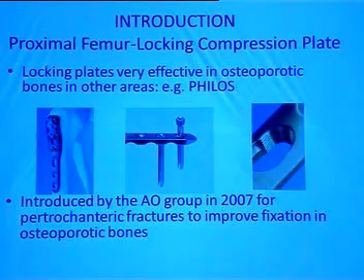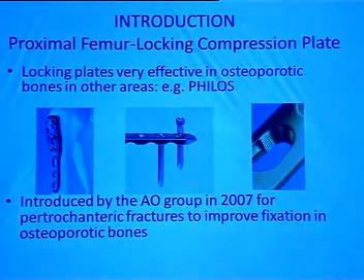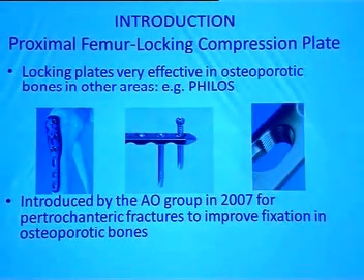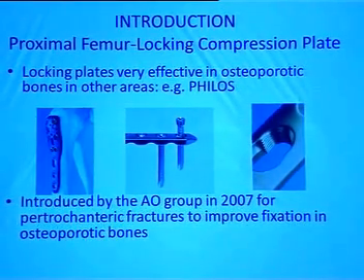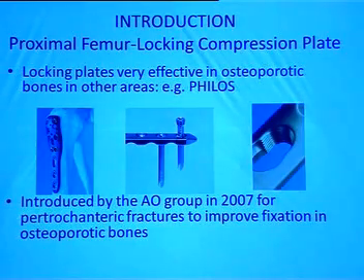As we all know, locking plates in other regions of osteoporosis have shown good results, like the PHILOS plate of the proximal humerus. For this purpose, the same concept was applied to the proximal femur by the AO group in 2007 when they launched locking plates for improved fixation in osteoporotic bones around the trochanteric region.